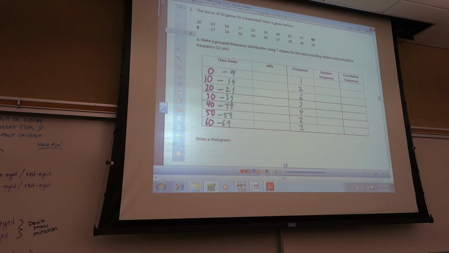Relative frequency is how it relates to the whole, the ratio of that frequency to the whole. The whole is 20, so 1 over 20 is 0.05, 2 over 20 is 0.1, 0.3, 0.15, 0.2, 0.1, 0.1.